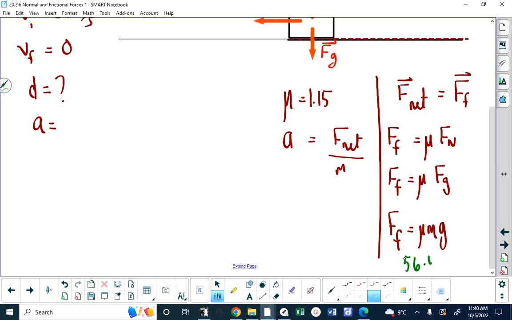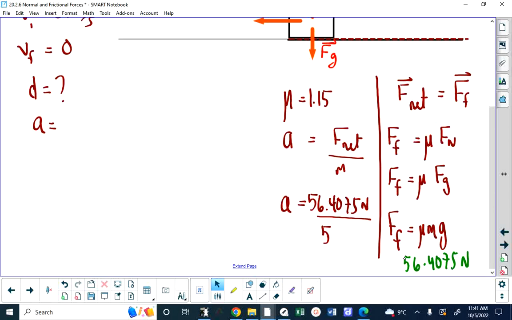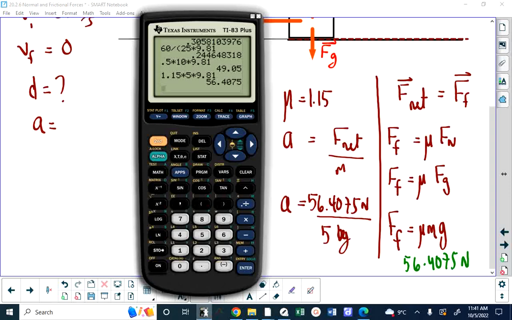So the force of friction is 56.4075 newtons. But since the net force is the force of friction in this example, we can put that up here and have the acceleration. It is 56.4075 newtons divided by 5 kilograms, which gives me about 11.2815 meters per second squared. Okay, now we know the acceleration.